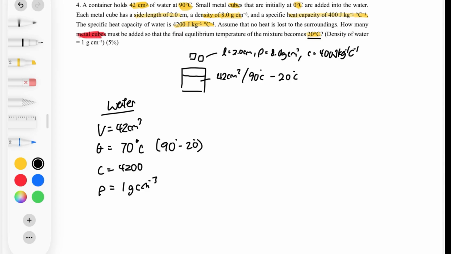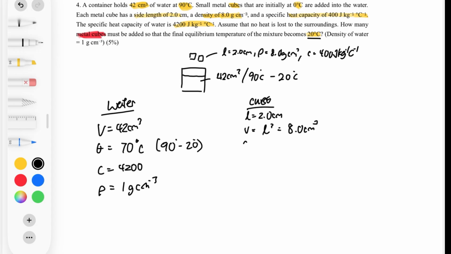So this is the density of water. How about the metal cube? A metal cube starting with a length of 2.0 cm, the volume is the cube of the length, and we get 8.0 cm³.